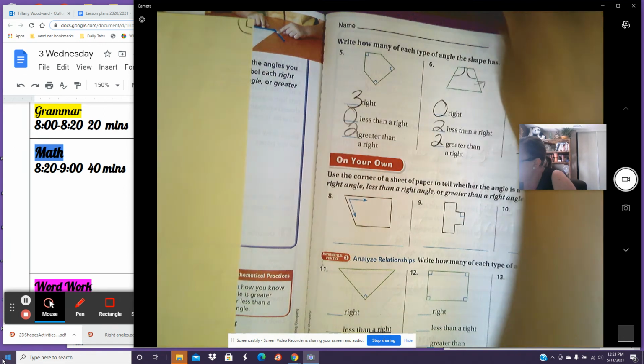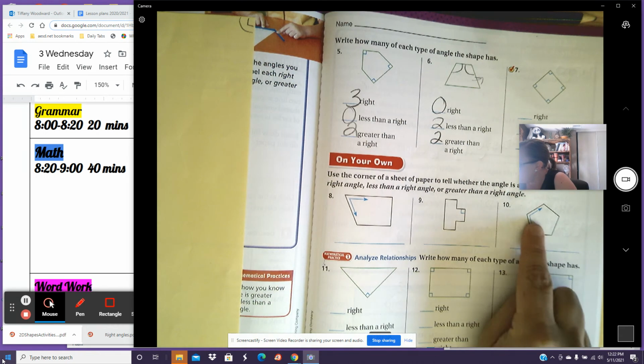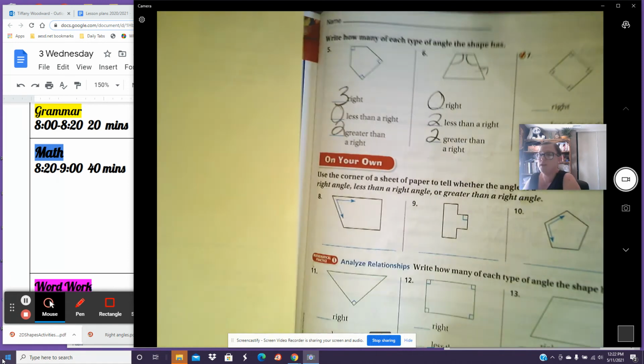Okay? Now, for these ones down here, you only have to measure the one that has the blue in it, and then do the same thing over here with the first ones. We'll correct it in class. Try the rest on your own.